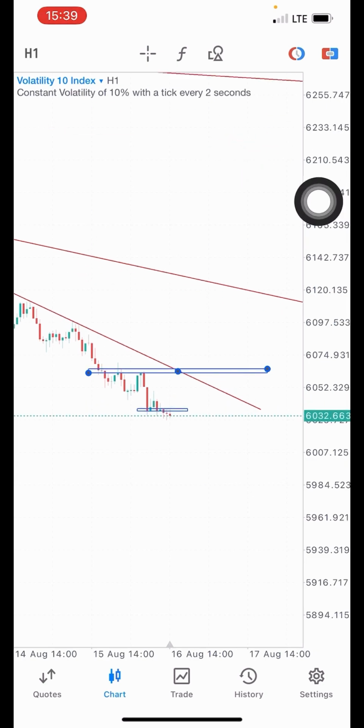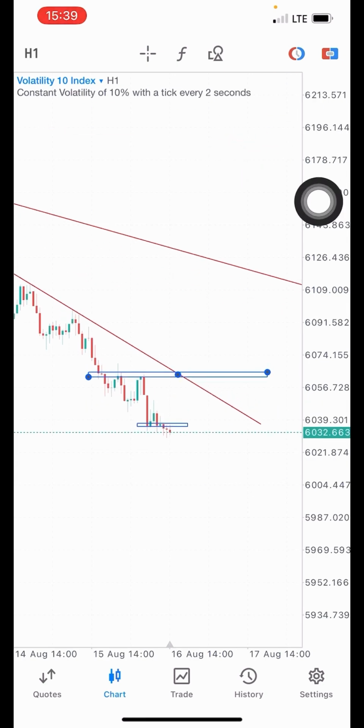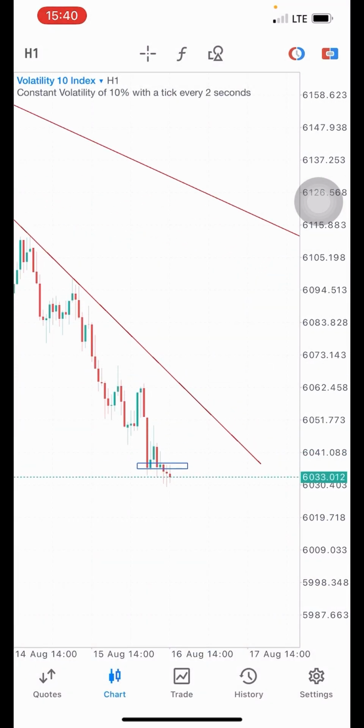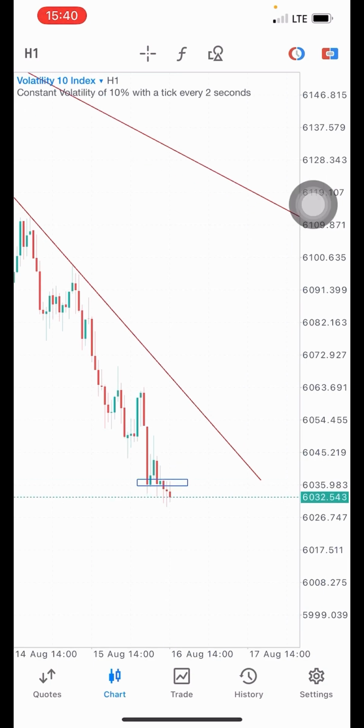I follow the daily time frame. If the daily is in a downtrend, all my trades are going to be sell trades. So that's how I've decided to deal with this. You keep it simple, keep it smooth. Now I've done the analysis down to the 1 hour time frame.